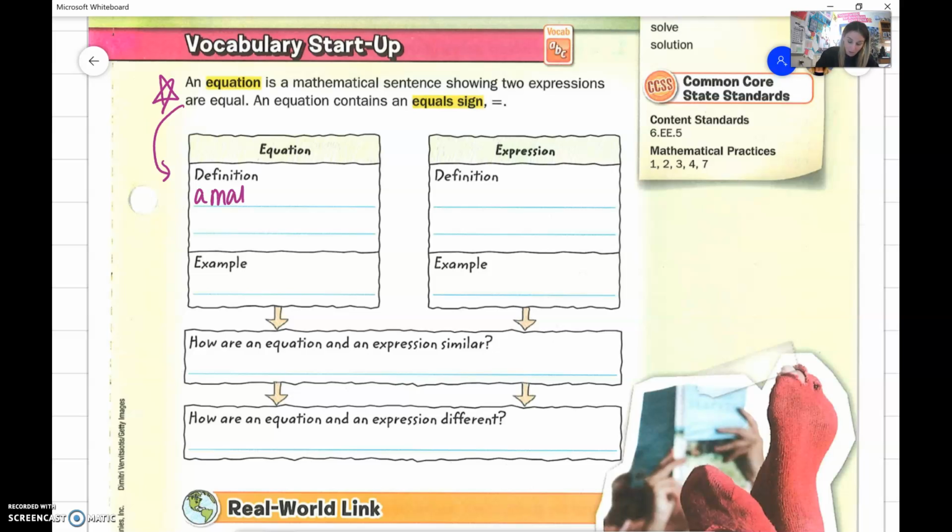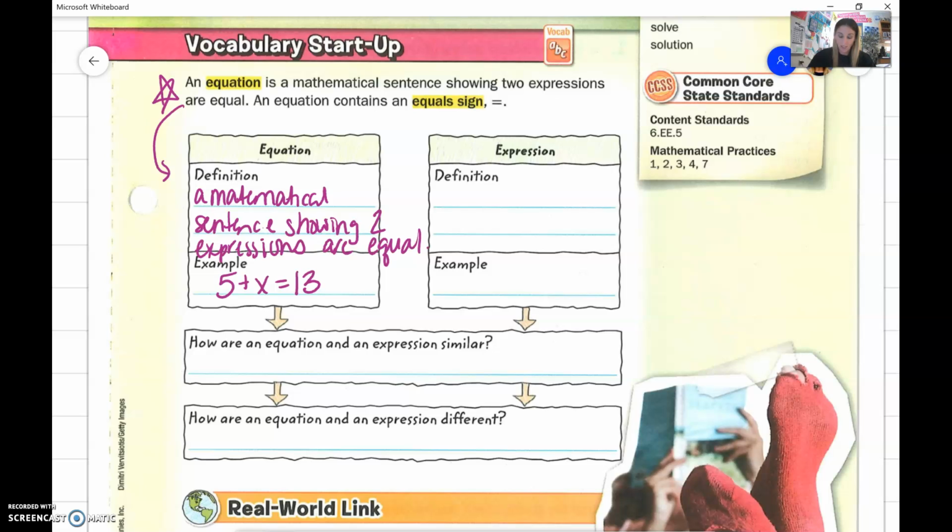A mathematical sentence showing two expressions are equal. Okay, again, if you need a pause, if I'm going too fast, pause, write that definition in. So an example of that could be something like this. 5 plus x equals 13. Okay, has an equal sign.